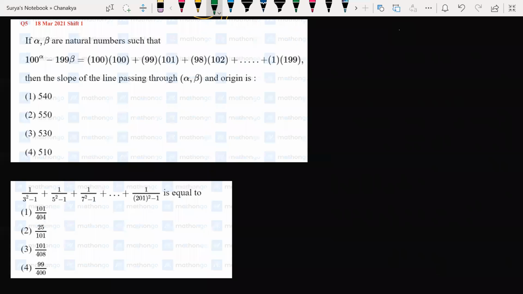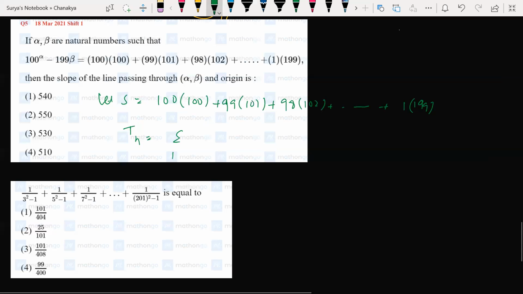Very simple. Look at this here, beta. Let us take this as S. S is equal to 100 into 100 plus 99 into 101 plus 98 into 102 and so on, till 1 into 199, given to you. So it is the sum of n terms, from the first term to the last term. How many terms do you have? 99. So each can be written as 100 minus r into 100 plus r.